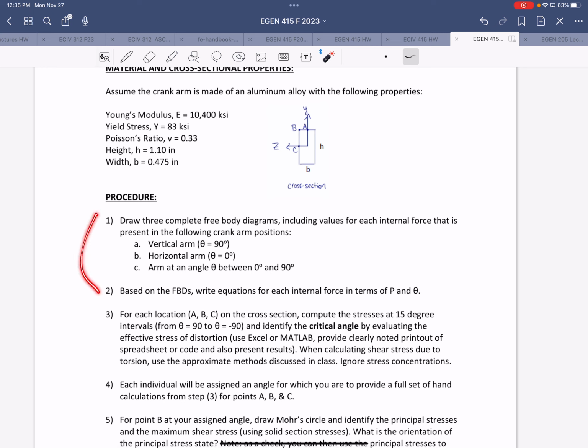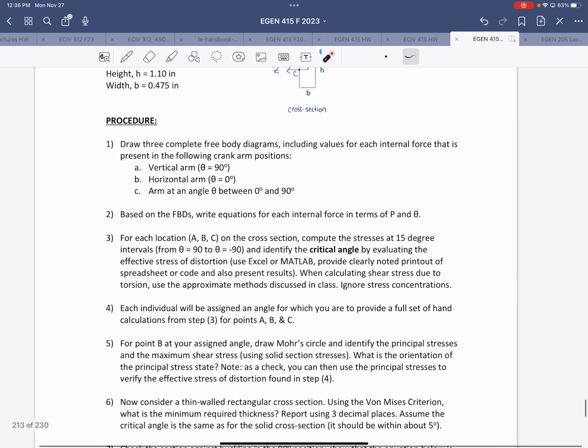And when you do this, I'd like to see it in terms of P and theta, right? So that's not the point to plug in a value for P. Just draw free body diagrams and write the equations or the expressions for internal forces in terms of P and theta. And then that's going to set you up, right, for understanding what you need to tackle the rest of the project.